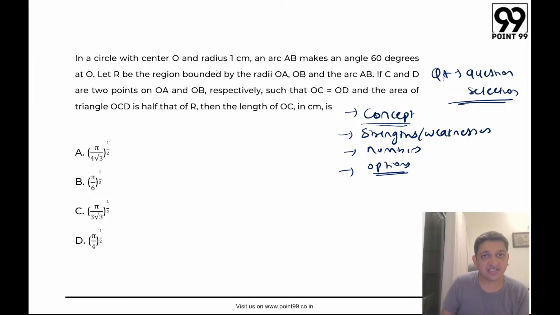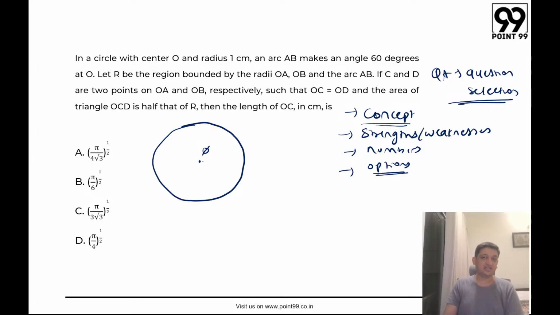In a circle with center O and radius 1 centimeter. So there is this circle that we have. This is the radius, center O and radius is 1 centimeter. Arc AB makes an angle of 60 degrees at O. So let's say this is A and this is B, and let's say this is 60 degrees. Let R be the region bounded by the radii OA, OB and arc AB. So this is the sector. This whole region is the sector.